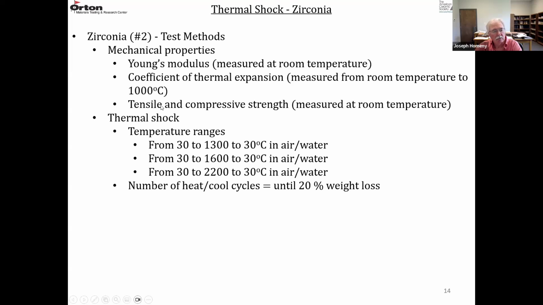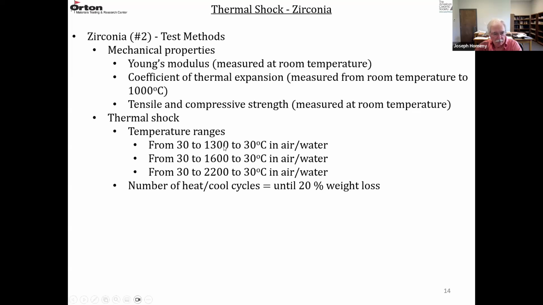The tensile strength was measured in what's known as diametrical compression. So it's not exactly a true tensile test, but it's very close. It's not a pure tensile test, but it's pretty close.